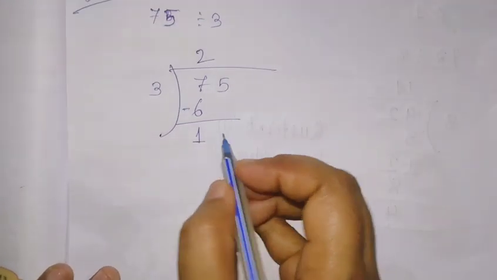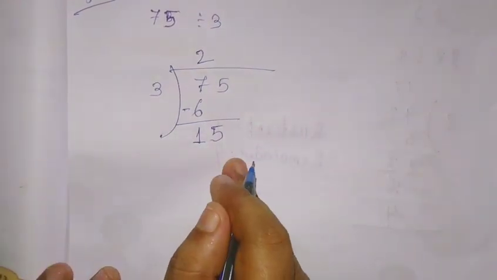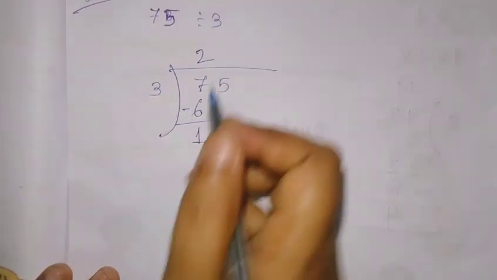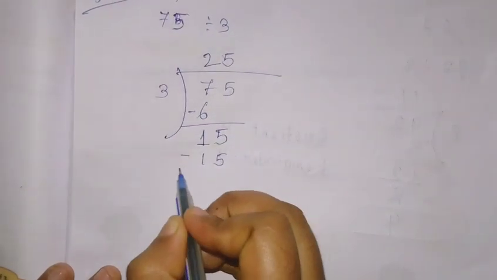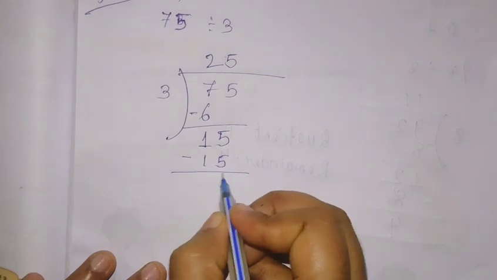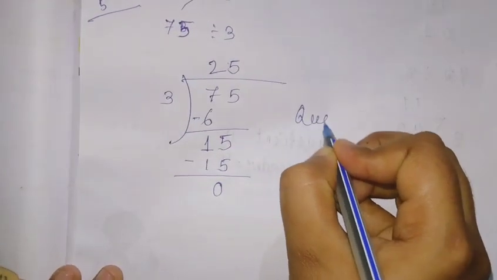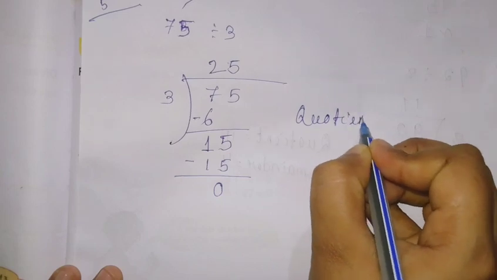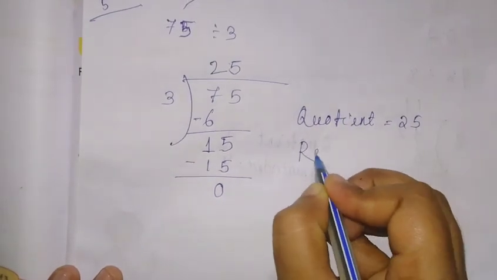Then 5 is brought down. Now the number is 15. Then we recite the multiplication table of 3 till we get 15. 3 5s are 15. Now we subtract the product from the dividend. 15 minus 15 equals 0. Here we get quotient equal to 25 and a remainder equal to 0.